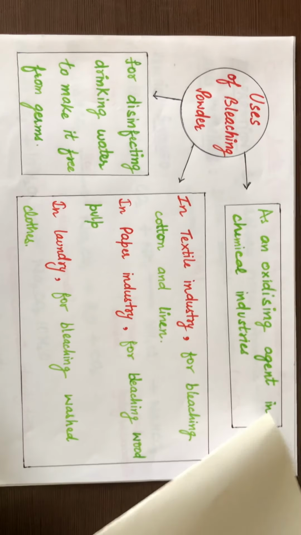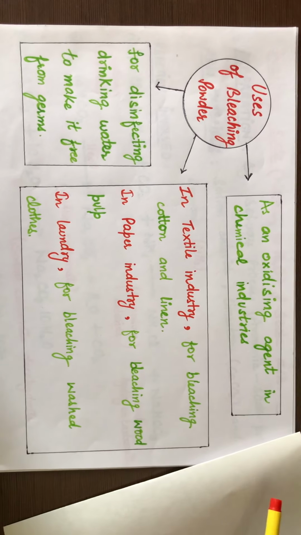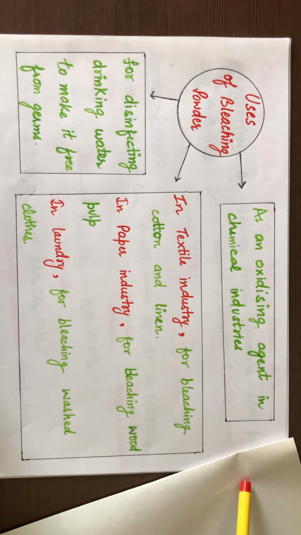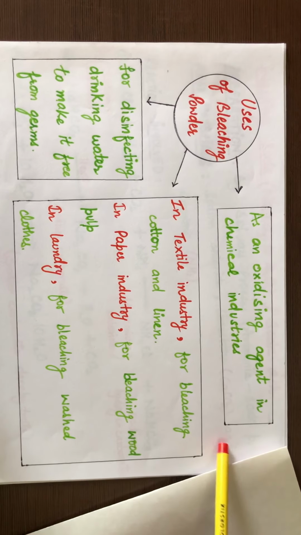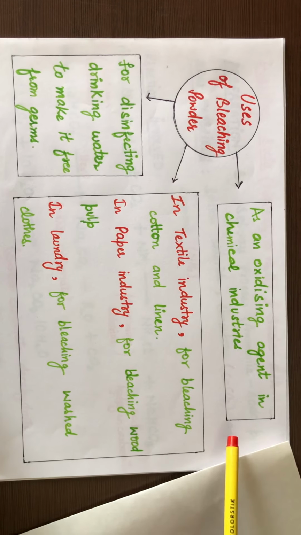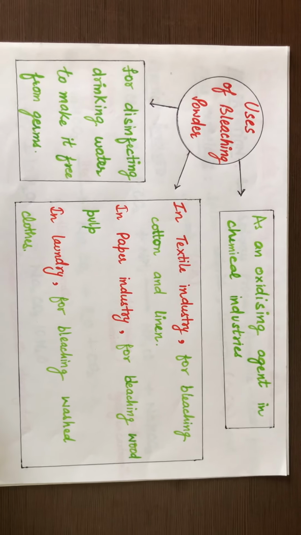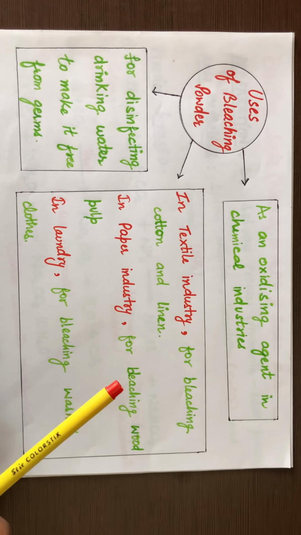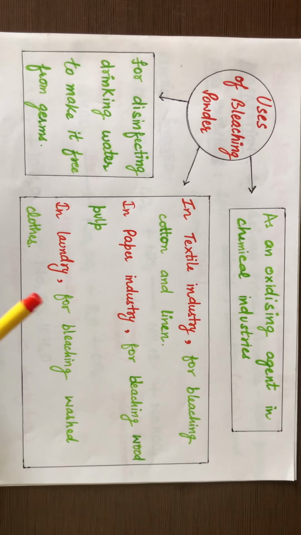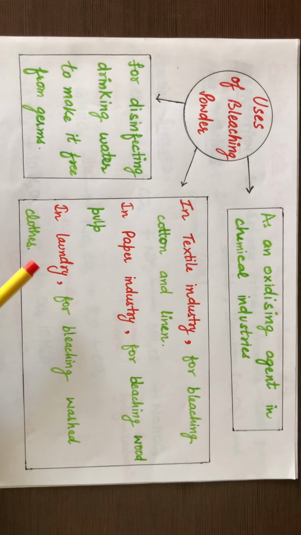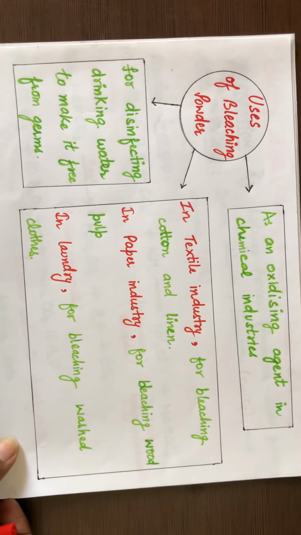How? There are two papers, this one and this one. This is quite yellowish in color and this is white in color. So what is the difference between these two? One is a bleached paper and the other is not. So in the paper industry, bleaching powder is used for bleaching the wood pulp to get better quality of paper. In laundries, it is used for bleaching washed clothes.